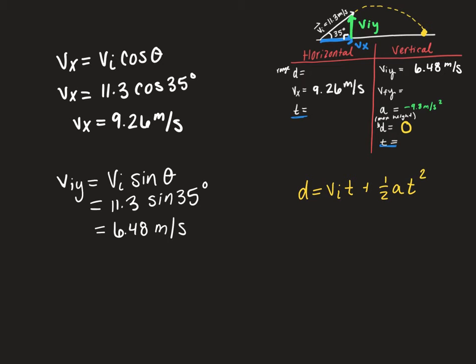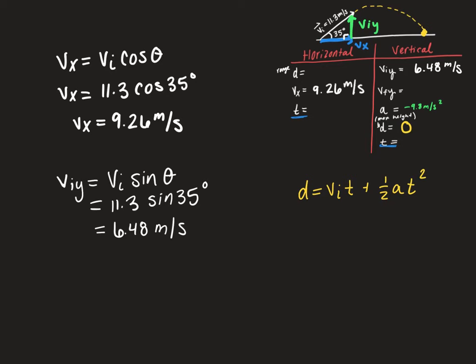Wait a second, you said distance. How far, what do you mean the distance? Vertical distance. So d, we're on the vertical side. So here we're trying to solve for time when the vertical distance is 0.